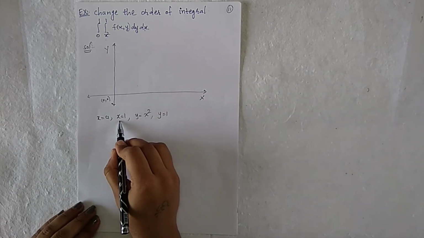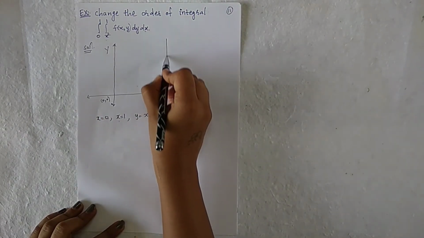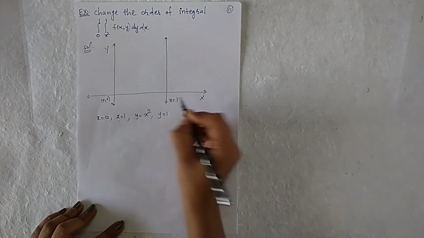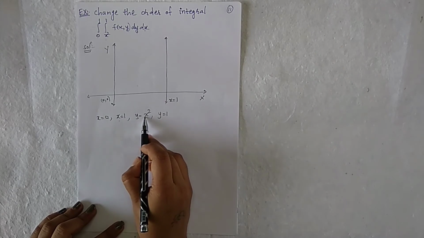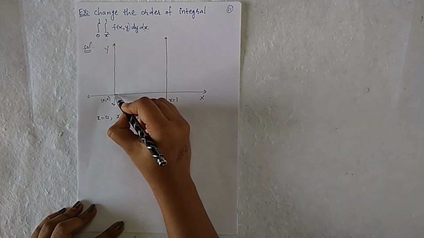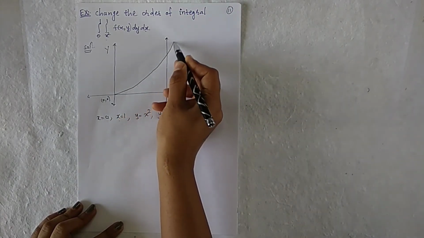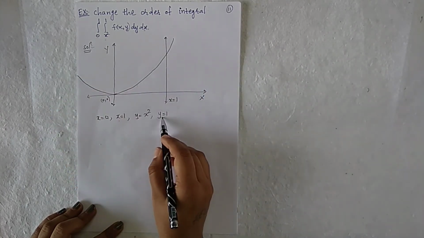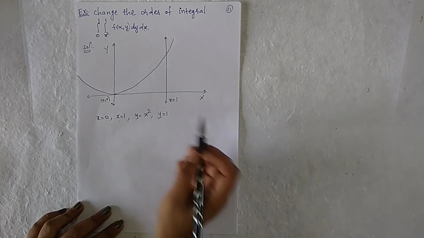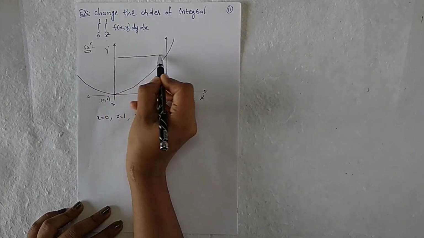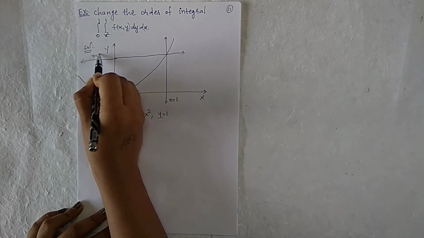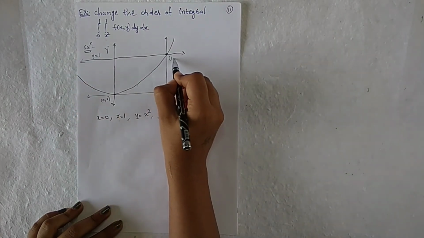Next, x is equal to 1. Suppose x is equal to 1 is here. This line is x is equal to 1. Next, y is equal to x square. Suppose y is equal to x square is like this. And y is equal to 1. Y is equal to 1 is suppose here. That is y is equal to 1 and this point is 1, 1.